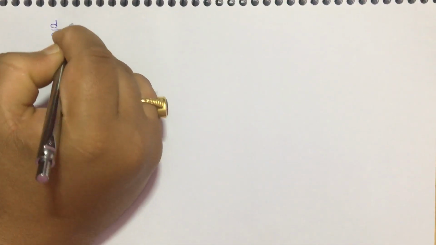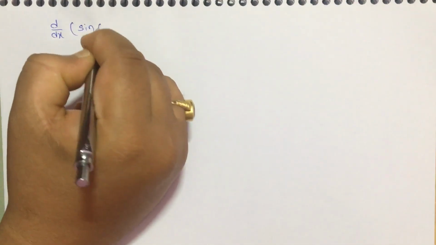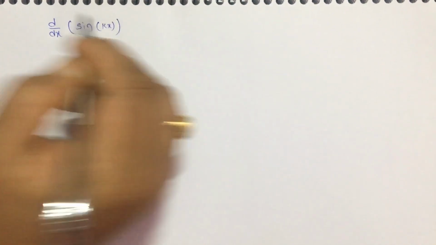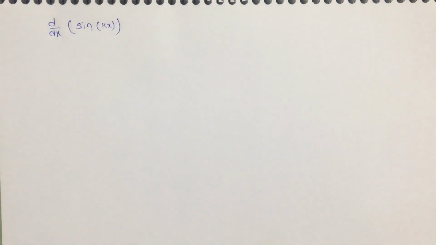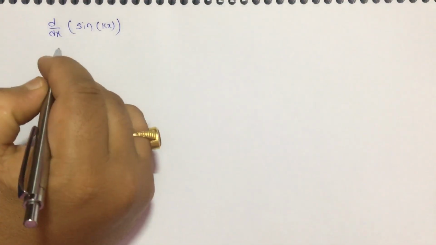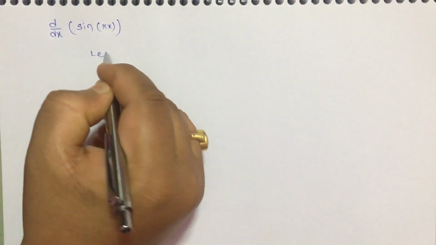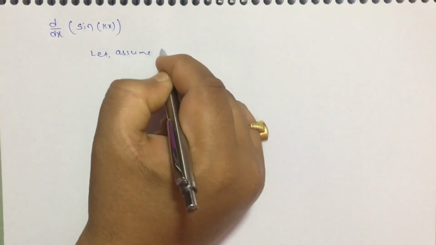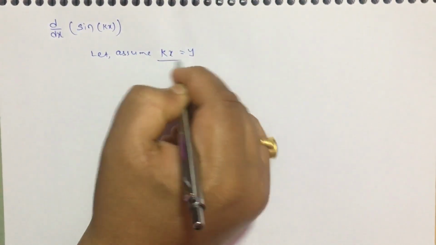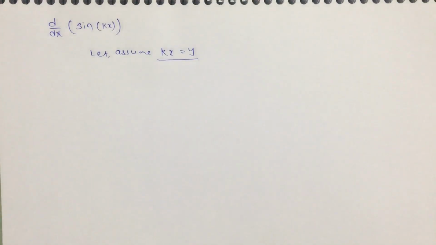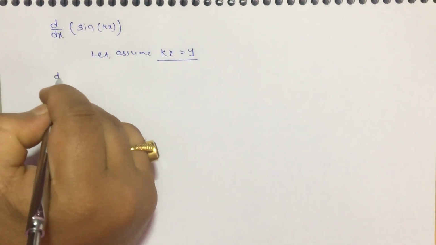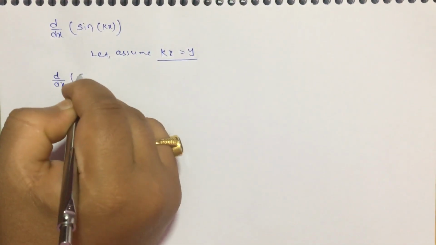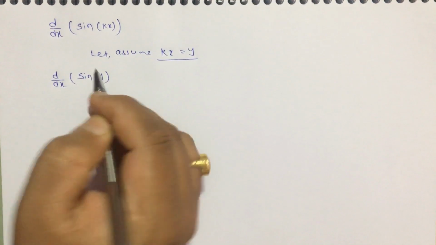Now let us take some more realistic use. Take d by dx of sin kx. At first look you may say that the answer will be cos kx, but no. Let us see how to do it. Let us assume kx equal to y. What we have assumed is kx as y. So this can be written as d by dx of sin y.